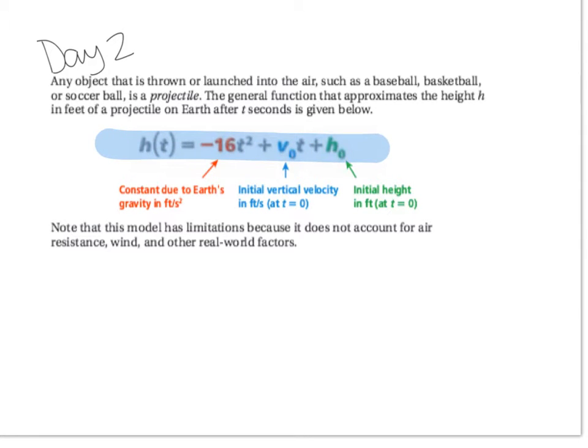equals -16, which is what we use because of the Earth's gravity, t squared, plus v sub 0, which is the initial vertical velocity, times time, plus h sub 0, which is the initial height. And this is just a very basic function, it doesn't account for air resistance or any of that.